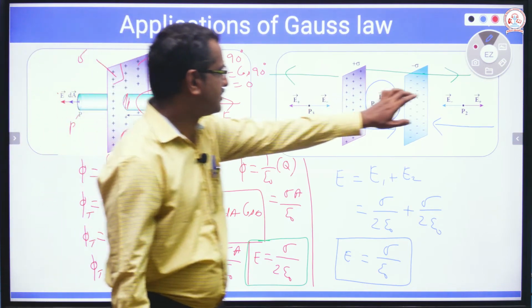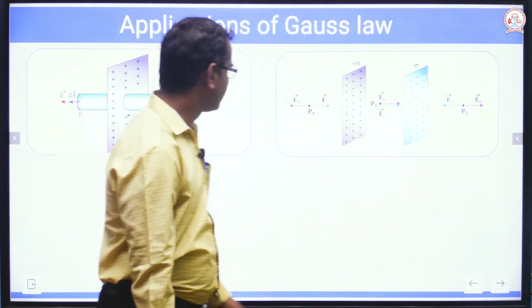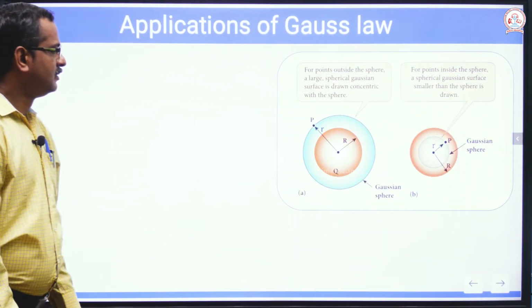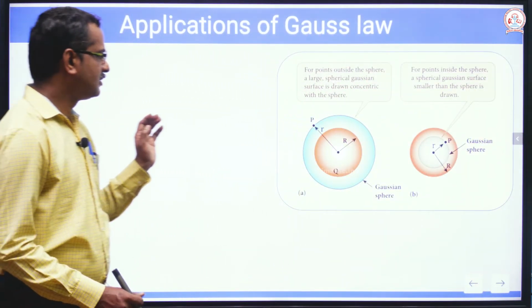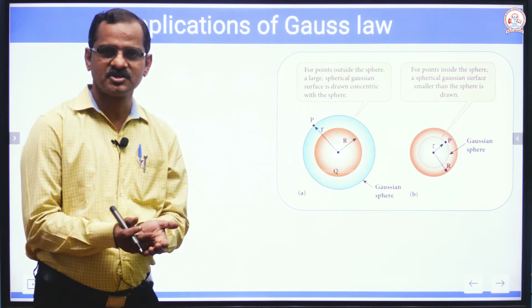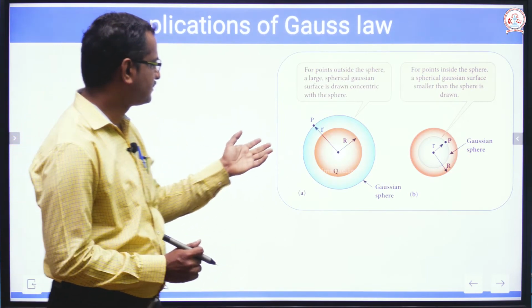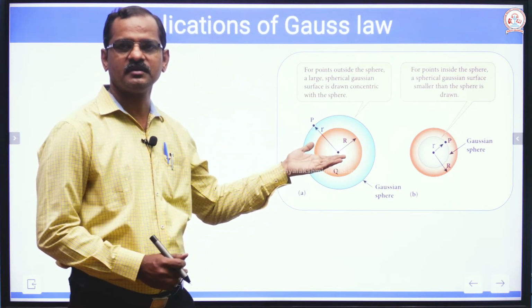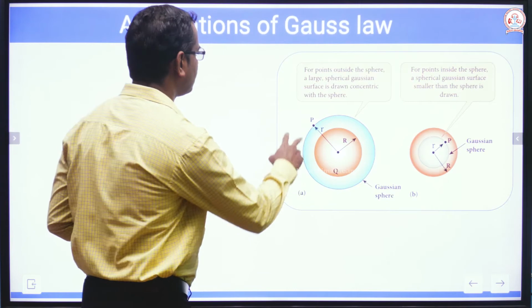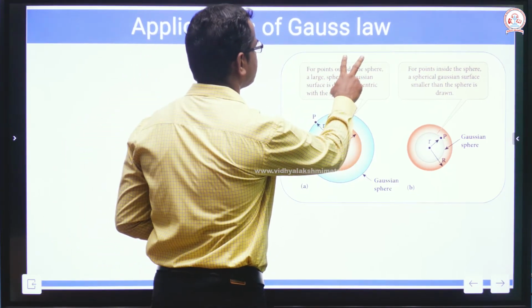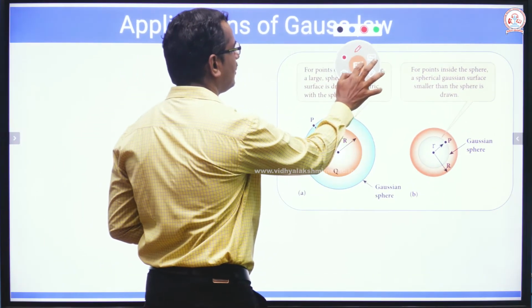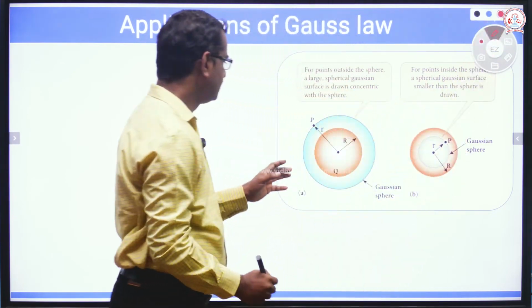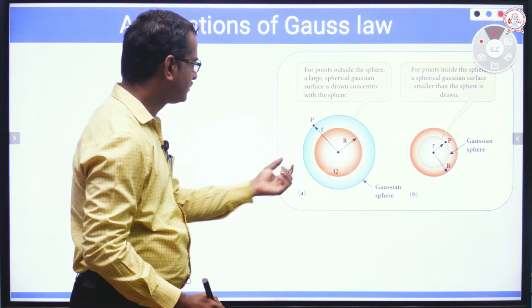We shall go to the next concept, that is another application of Gauss law. Here, imagine a sphere which is being charged. We are going to find out the electric field outside the sphere, inside the sphere, and on the surface of the sphere. Imagine this is a sphere with radius r.